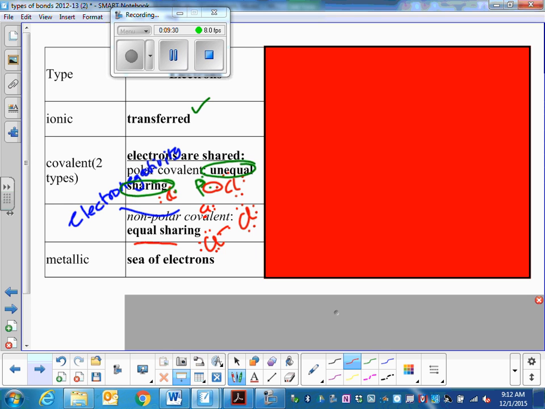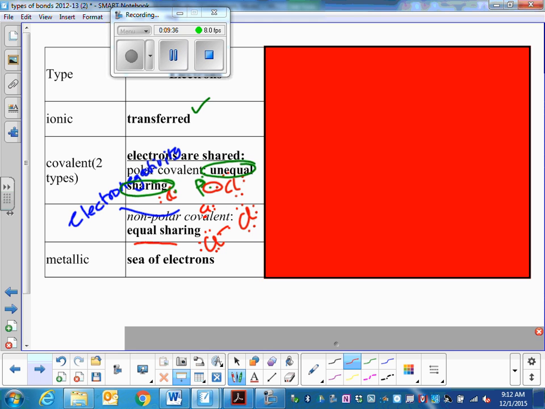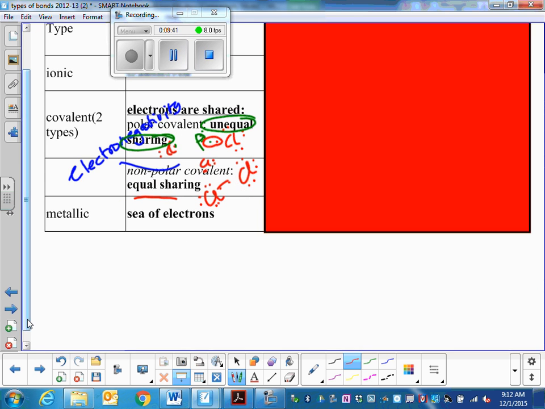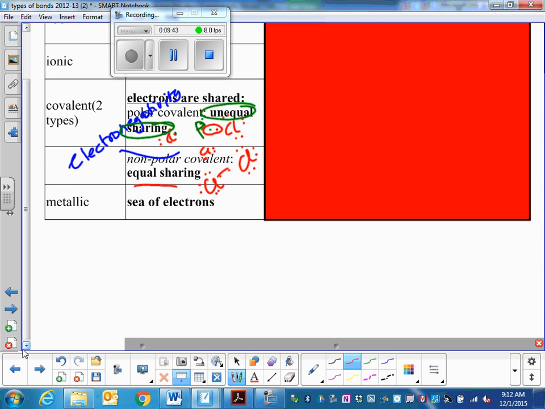Now, let's check metallic bonding. All right? We need to understand metallic bonding. So how do they explain the structure of metals? What is it at the atomic level? What keeps the atoms together in the given compound? I want you to draw a picture. Okay?